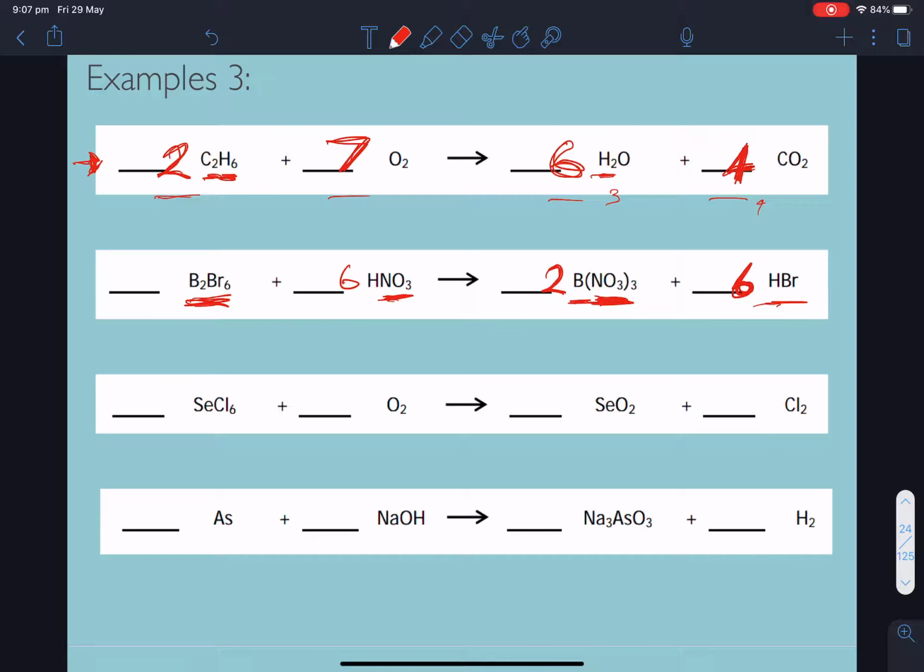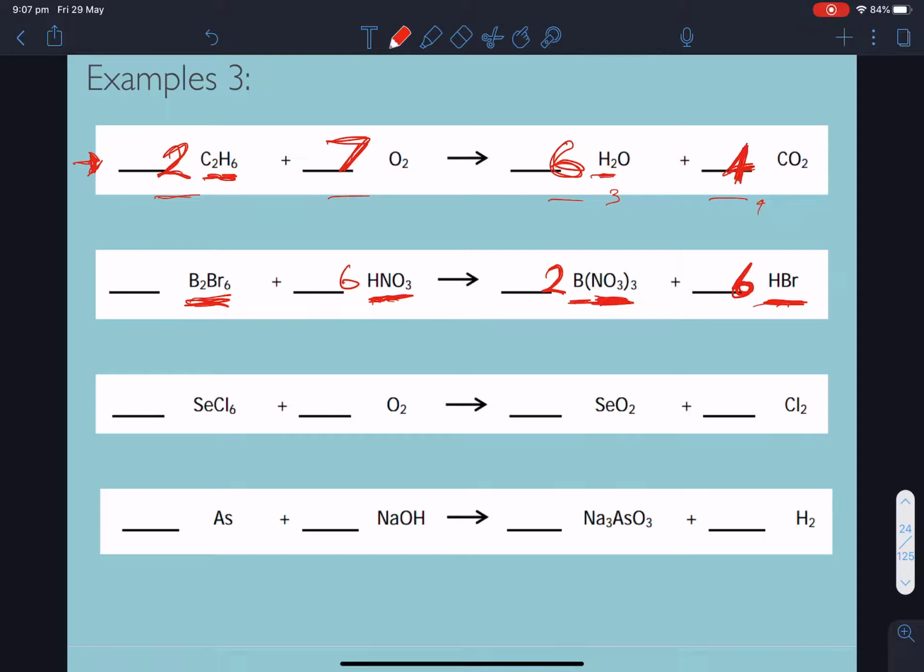So I balanced my borons, I balanced my bromides, I balanced my nitrates, I've just got my hydrogens left. I've got 6 molecules of HNO3, so I've got 6 H's on the left. And over here, I've got 6 molecules of HBr, so I've got 6 atoms of H on the right. So I'm all balanced now.